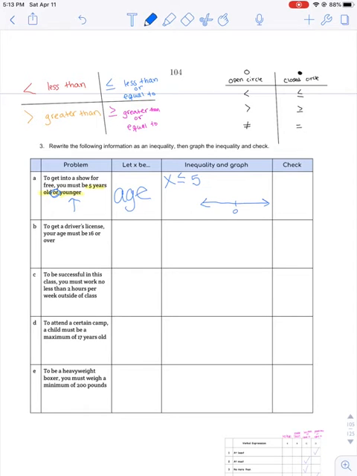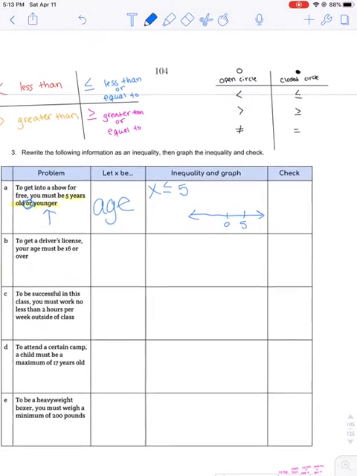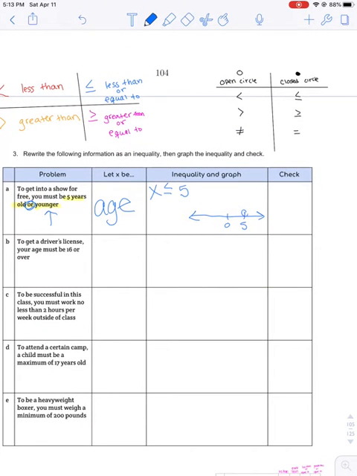All right, so I need to do my graph now. Graph is just another word for number line in this case. And less than or equal to means that it's going to be colored in. It's a closed circle because 5 does work. And then I want to point the arrow this way.